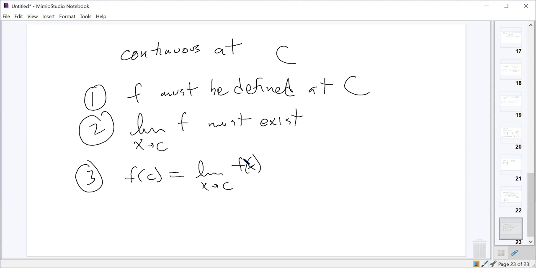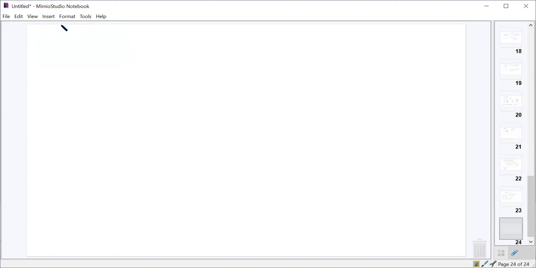And if they ever ask you to prove that something is continuous at a point, you must show all 3 pieces of that. And this often pops up in multiple choice questions where they'll give you a piecewise defined function. They'll say something like f of x is equal to x squared minus 1.